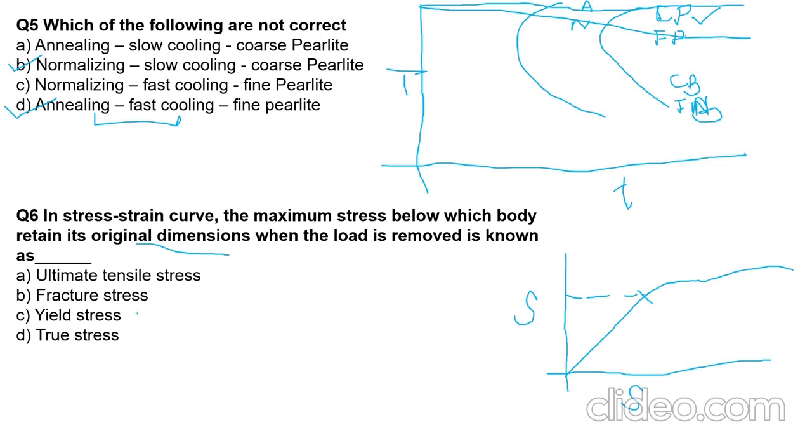Yield stress, right? Yes, it is yield stress. Up to yield stress, your material will behave as if it is elastically deforming, and once the load is removed, it will come back to its original position. This is also known as the elastic limit, the limit up to which you have elastic deformation occurring in your material. But beyond that, you will have plastic deformation, and that covers your ultimate tensile stress. This stress also comes in your plastic deformation, while your yield stress comes in your elastic deformation. Okay, so yield stress is the right option.